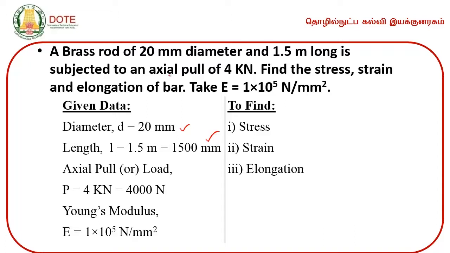The rod is subjected to an axial pull of 4 kN. What does it mean? It means that the load P is equal to 4 kN. 1 kN is equal to 1000 Newton. So 4 kN is equal to 4000 Newton. Young's modulus is given by E is equal to 1 into 10 to the power 5 Newton per mm square. So these are all the given data.